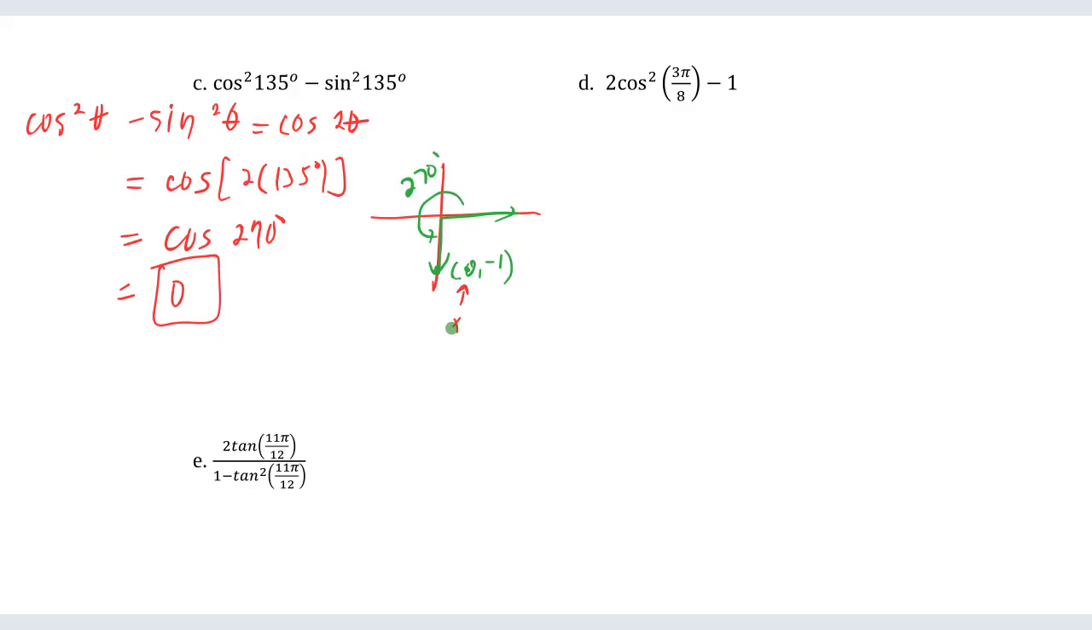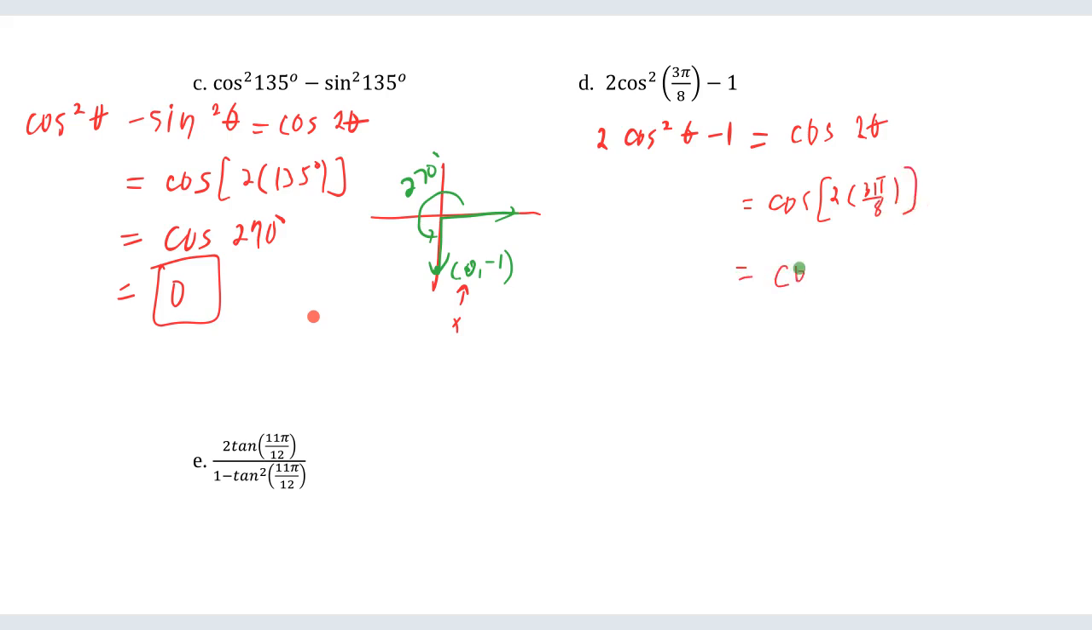Okay, so next one we have here 2 cosine squared of 3 pi over 8 minus 1. Once again, going back with the formula, this is like 2 cosine squared theta minus 1. Let me write that. So it's like saying 2 cosine squared theta minus 1. If you look at the formula, this is the same thing as cosine 2 theta. Now we can say that this is cosine 2 times 3 pi over 8.